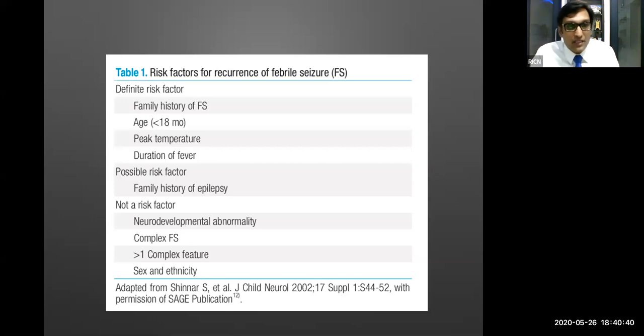A possible risk factor, again, is a family history of epilepsy instead of febrile seizures. What are not risk factors? Interestingly, complex febrile seizures are not a definite risk factor for recurrence. So one complex febrile seizure doesn't mean the child is going to definitely have recurrences.